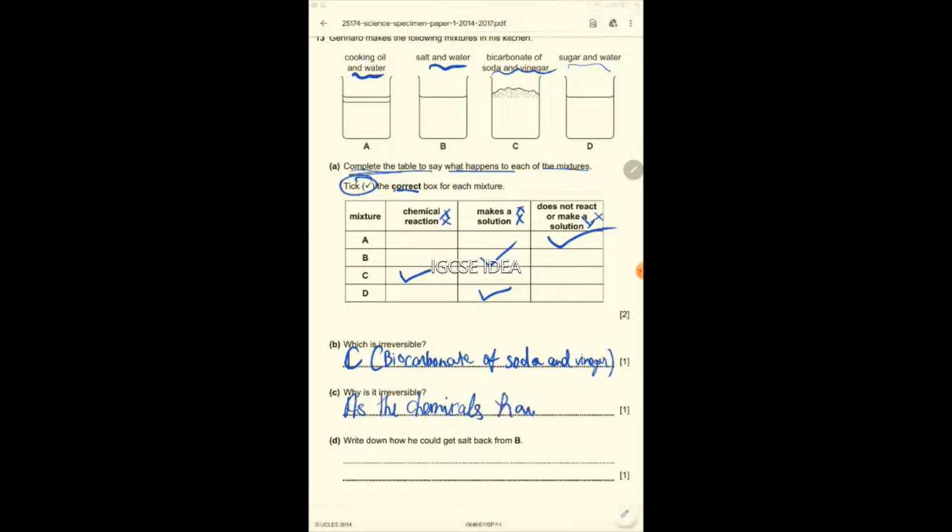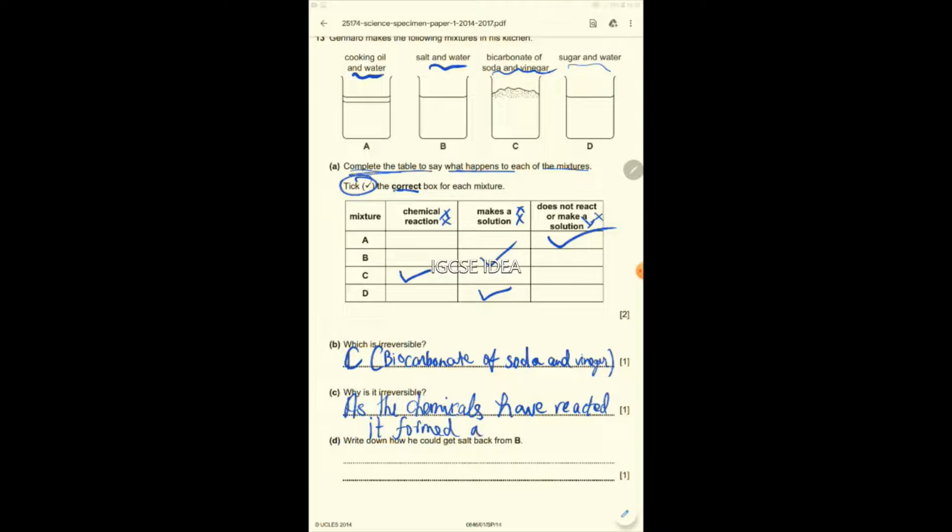bicarbonate, or we can just write C, brackets, bicarbonate of soda and vinegar. Which is irreversible is C. Now, why is it irreversible? As the chemicals have reacted, it formed a solution.